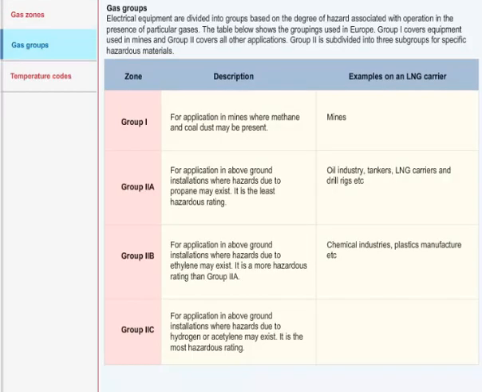Gas groups. Electrical equipment is divided into groups based on the degree of hazard associated with the operation in the presence of particular gases. The table below shows the groupings used in Europe. Group 1 covers equipment used in mines and Group 2 covers all the other applications. Group 2 is subdivided into 3 subgroups for specific hazardous materials.